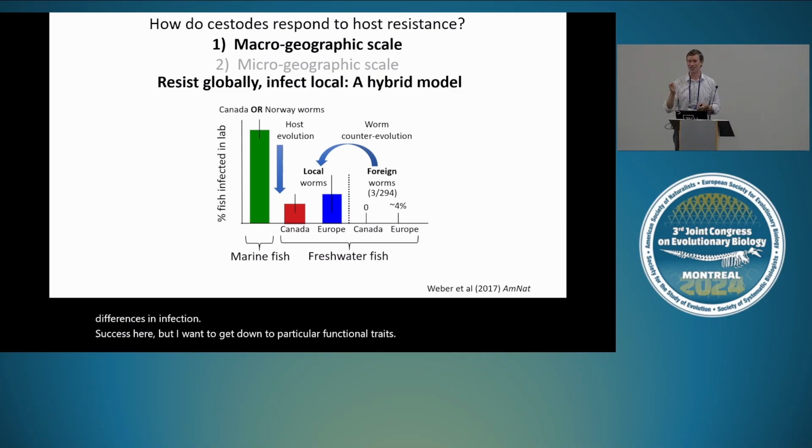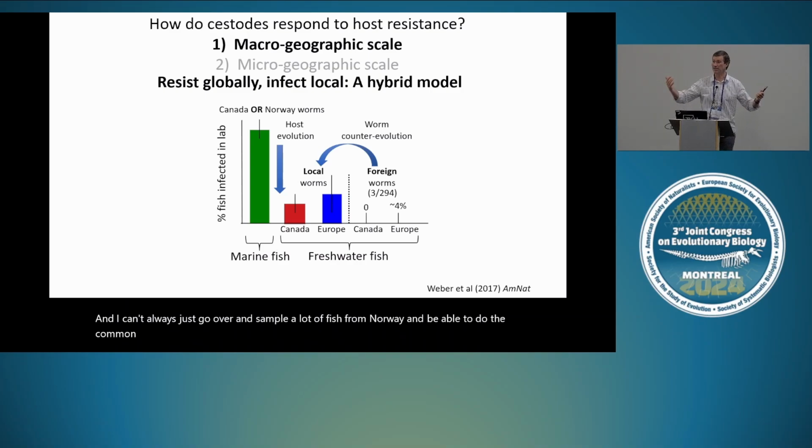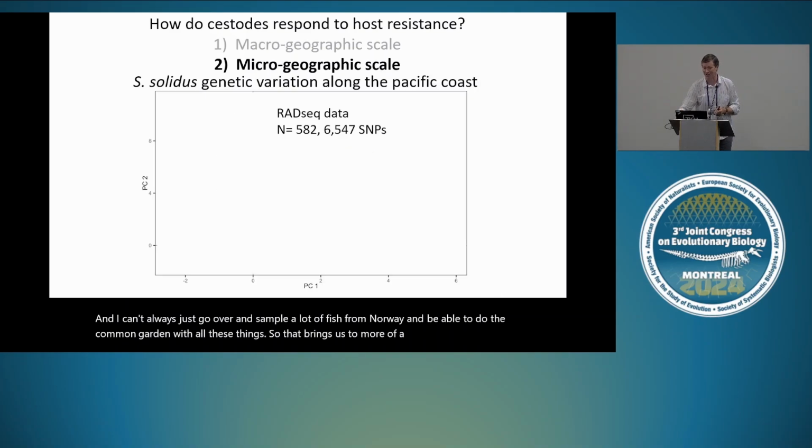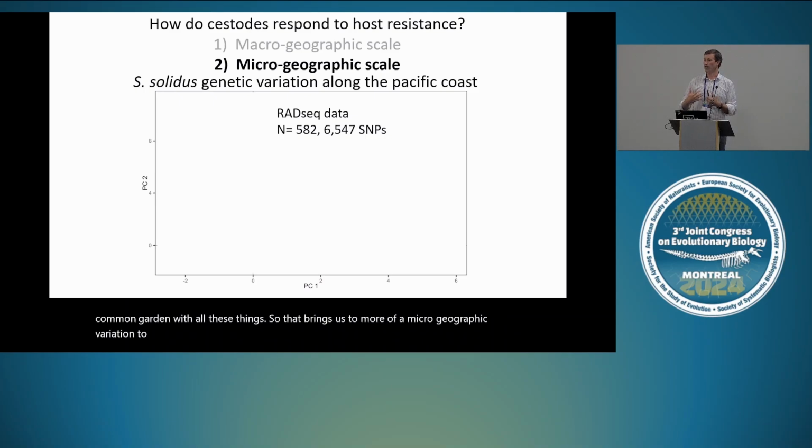And I can't always just go over and sample a lot of fish from Norway and be able to do the common garden with all these things. So that brings us to more of a microgeographic variation to ask, well, what do we know about worms across local landscapes that might inform how we think about plasticity?